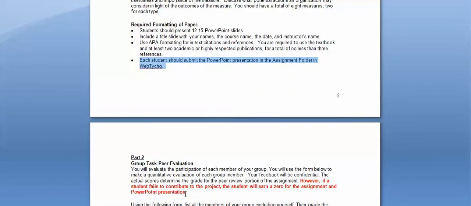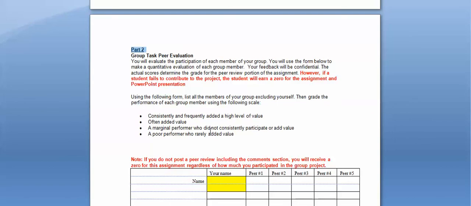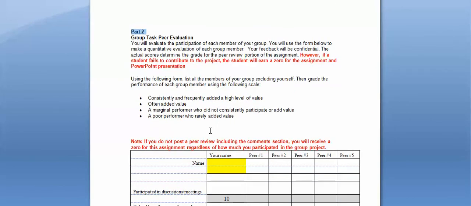Now that is the group part of this that is due in week 7, at the end of week 7. Then each of you has an individual part to do, and that is the group task peer evaluation. If you fail to contribute to the project, again, you will earn a 0. But this peer evaluation allows you to determine a portion of the grade. It's a small portion, it's 5%. But it evaluates the participation of each member of the team. And it allows you to share with me what you believe your peers did.